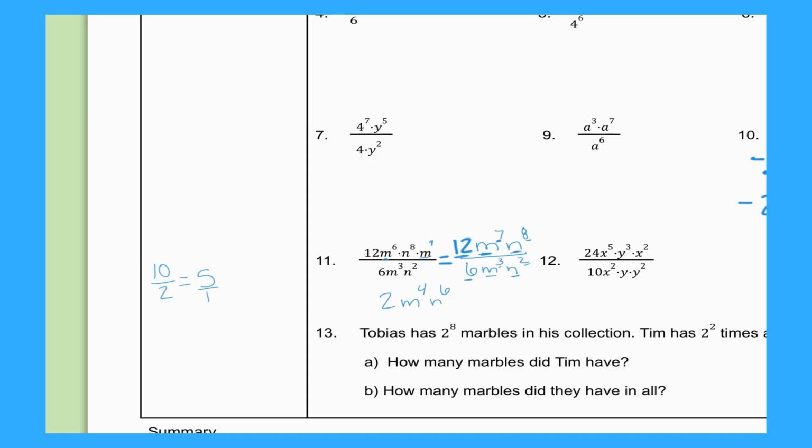Okay, so let's look at a problem like number 12. This is why it's important to understand that everything once you divide ends up in the numerator.